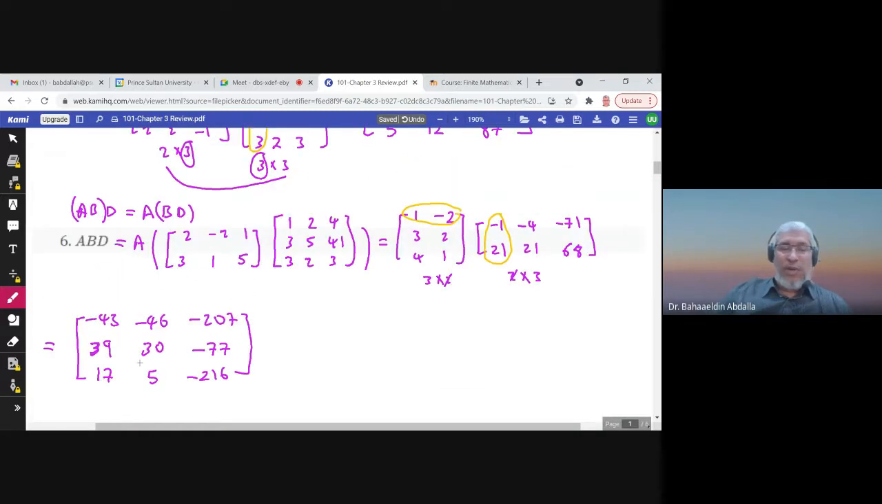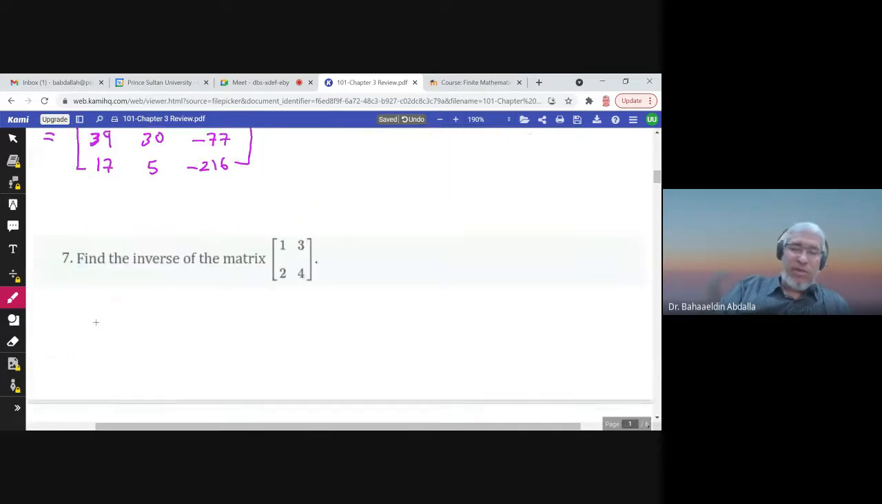It would be a nice practice for you to check. Now I did it using this method. Multiply A times B first, and then the product you multiply by D from the left, like this. And you should get the same answer.